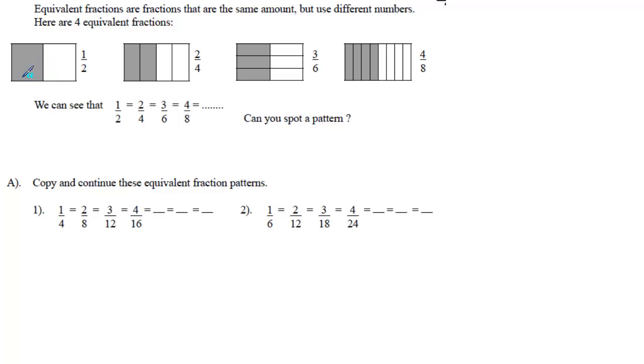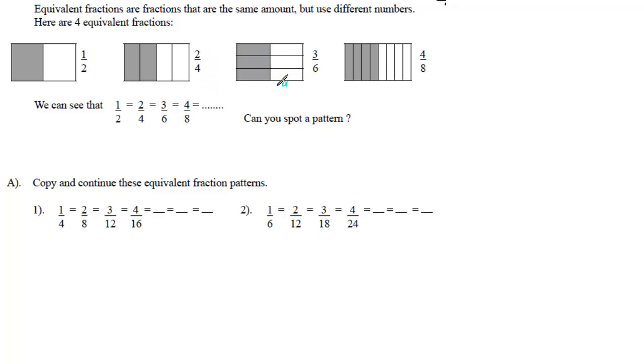If we consider this diagram here, we can see it's split into two and a half of it is shaded. This one is split into four, two parts are shaded, but we can see, looking at the overall picture, that this is a half of it, 2 out of 4, or 2/4.